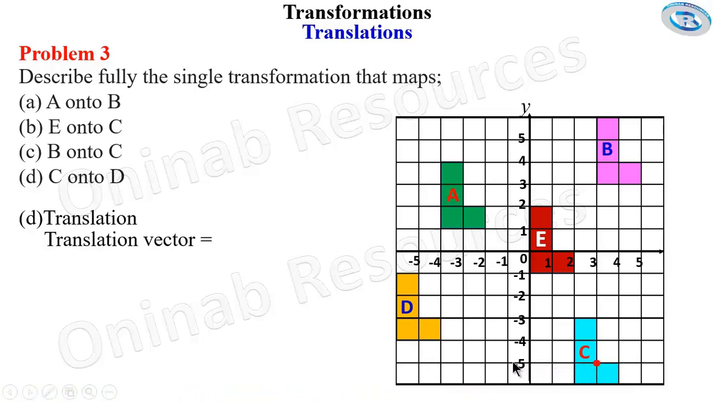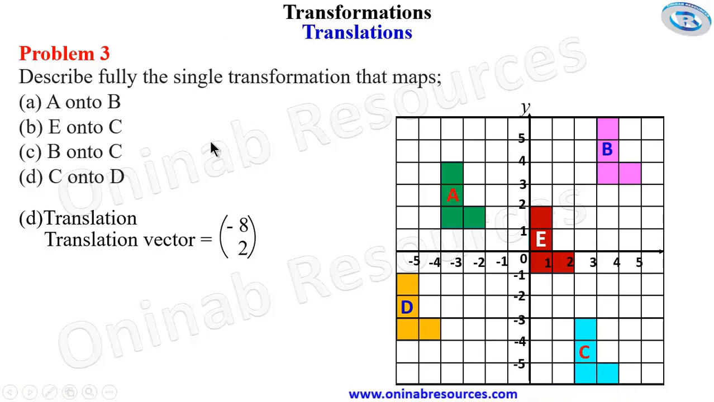1, 2, 3, 4, 5, 6, 7, 8. So we now go upward, 1, 2. So this is negative because it is moving to the left by 8 units, and this is positive 2. So the x component now is going to be negative 8. You remember 1, 2, 3, 4, 5, 6, 7, 8. Then upward, positive 2. And that is the translation vector that transforms C onto D by translation.